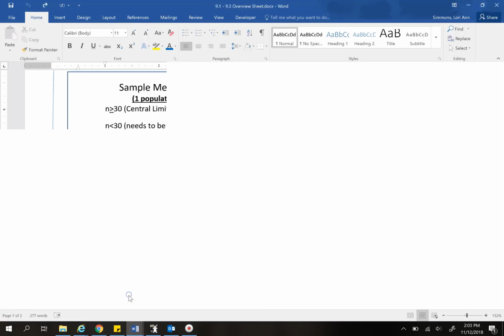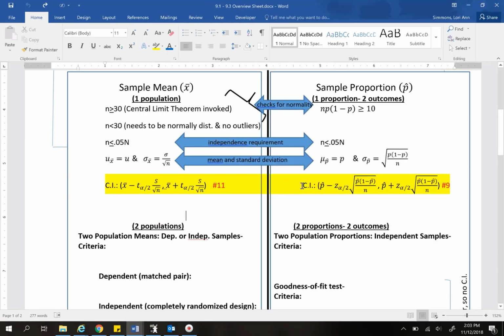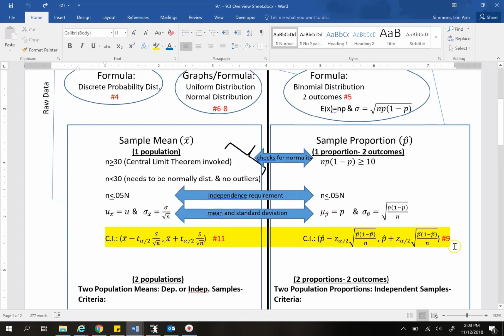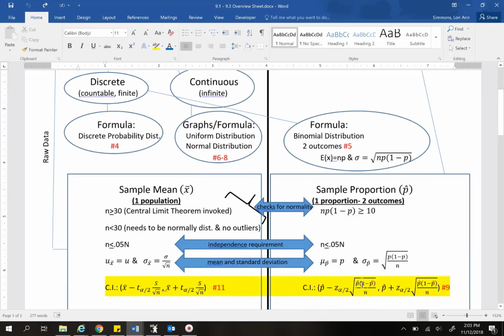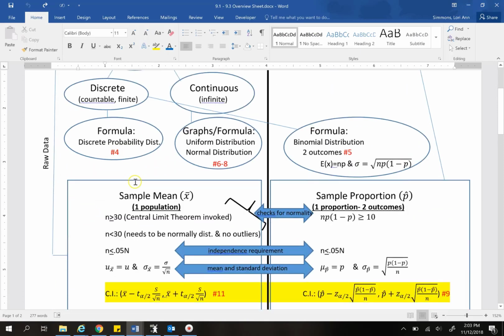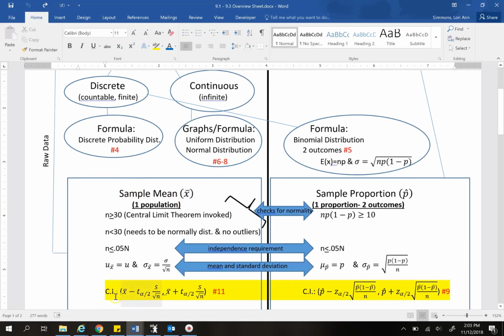If we look at our overview sheet, confidence intervals for sample proportions were covered in 9.1, and confidence intervals for sample means were covered in 9.2. So now 9.3 is determining which one you use. As you can see, we're going to use this confidence interval for qualitative data or proportions, and then for quantitative data for sample means, we're going to use this confidence interval.